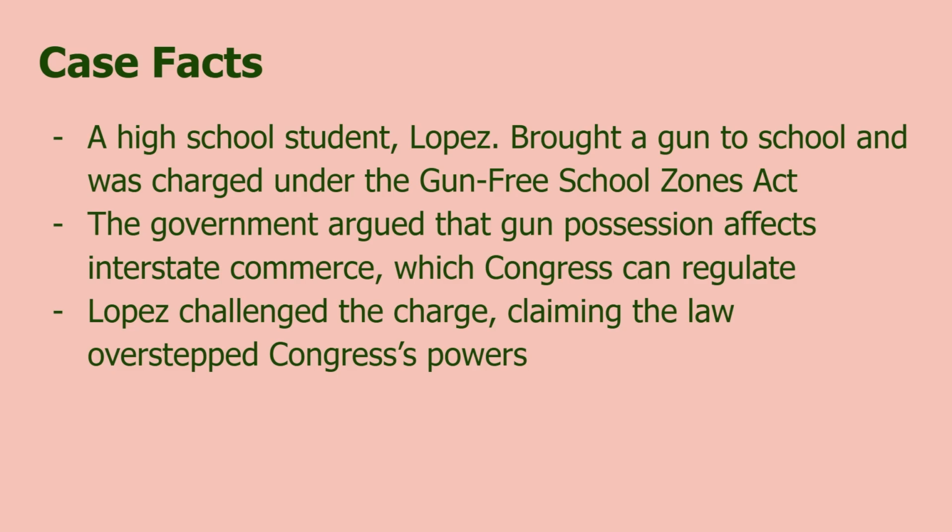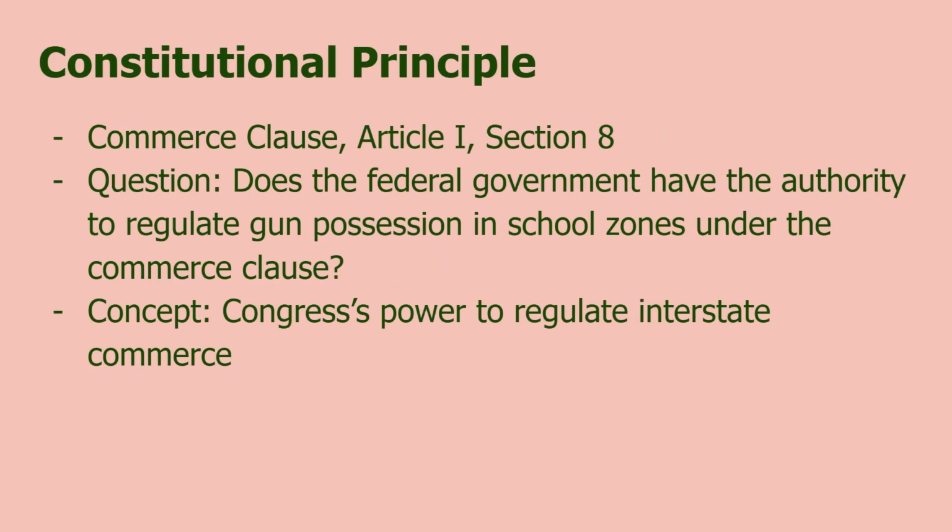Lopez challenged the charge, claiming that the law overstepped Congress's powers. This has to do with the Commerce Clause in Article 1, Section 8. This is what gives Congress the power to regulate interstate commerce. So the question here is, does the federal government have the authority to regulate gun possession in school zones under the Commerce Clause? And this all has to do with Congress's power to regulate interstate commerce, and what's the scope of that, and how much can they really justify under that clause.